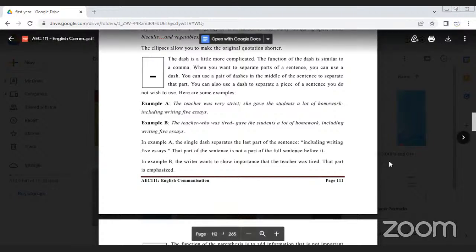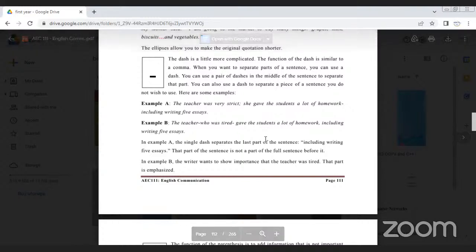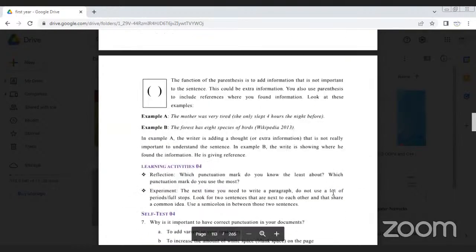In example A, the single dash separates the last part of the sentence. Okay, the teacher was very strict, comma, she gave the students a lot of homework. In example B, the writer wants to show the importance that the teacher was tired. Okay, the teacher who was tired. Here is a dash, gave the students a lot of homework, including writing 5 essays. This part is emphasized.